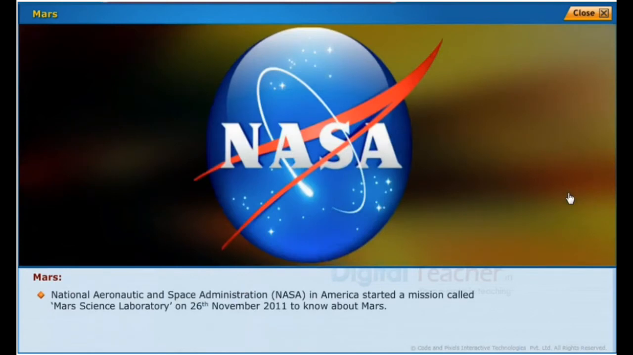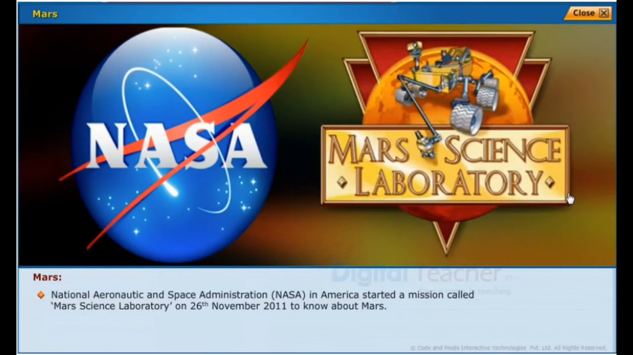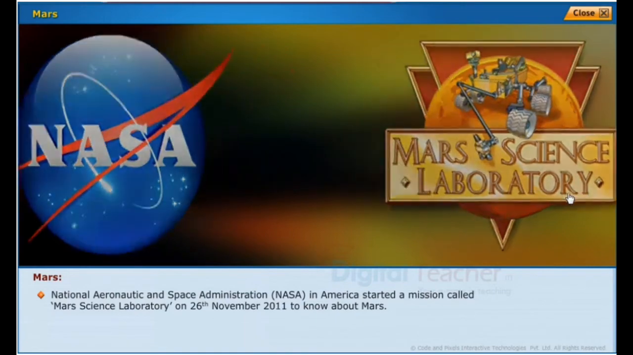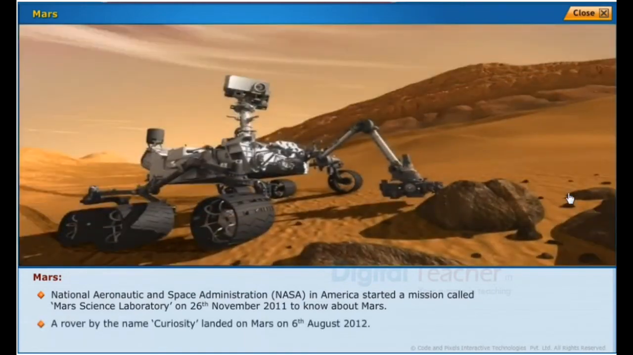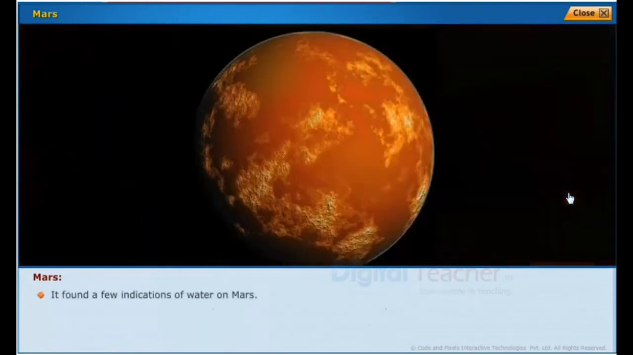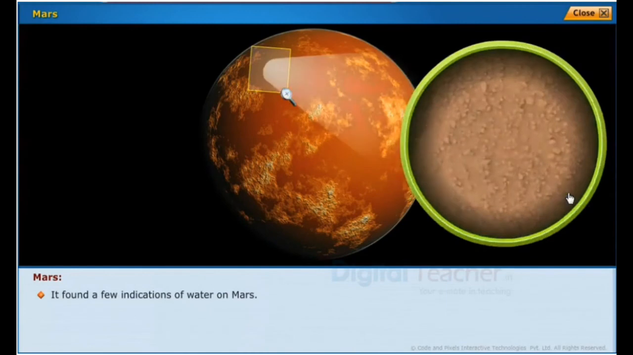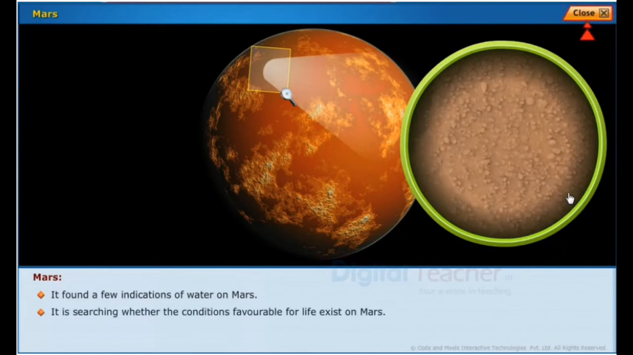National Aeronautic and Space Administration in America started a mission called Mars Science Laboratory on 26 November 2011 to know about Mars. A rover by the name Curiosity landed on Mars on 6 August 2012. This is analyzing the elements in the rocks and of the surface of Mars. It found a few indications of water on Mars. It is searching whether the conditions favorable for life exist on Mars.